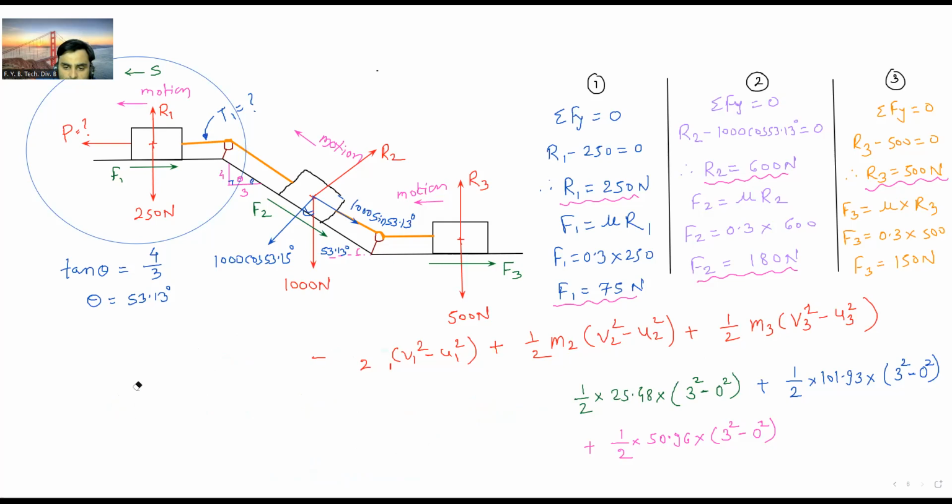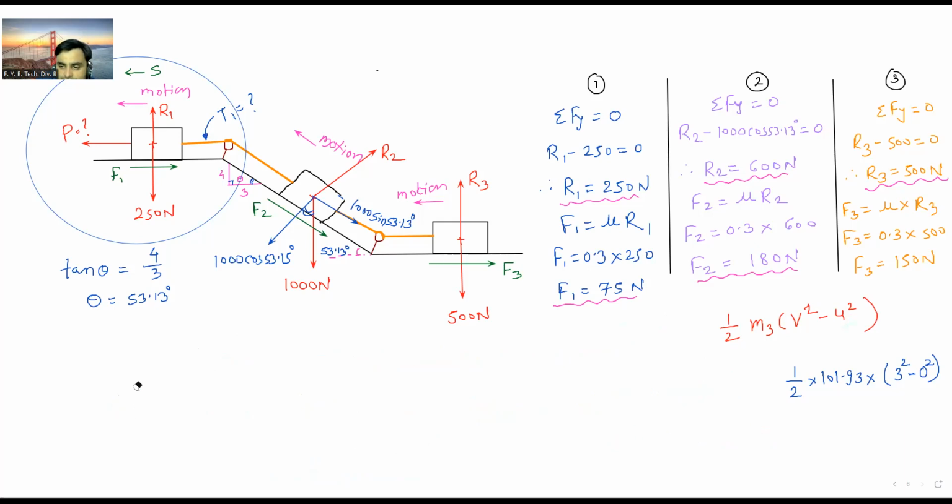So I will solve it here only, because on the next page you may get confused. So now here what I will say now, remember these values, F1 is 75 and R1 is 250. These values will be needed: this is 250 and this F1 is 75.